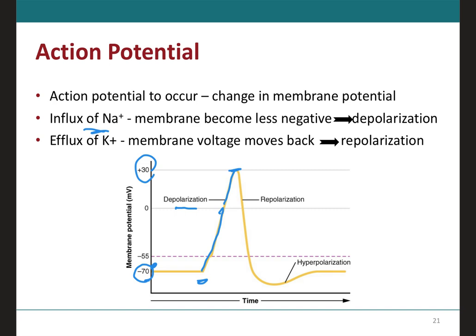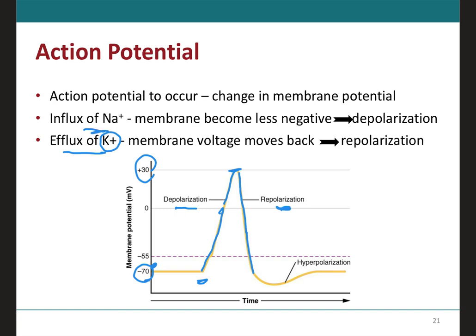Now, as the membrane potential reaches this plus 30 millivolts, other voltage-gated channels are going to be opening in the membrane, and these channels are specific for the potassium ions. Therefore, a concentration gradient will act on the potassium ions as well. And as the potassium ions start to leave the cell, they're going to be taking a positive charge with them, and the membrane potential begins to move back towards its resting voltage. And this is called repolarization, meaning that the membrane voltage moves back toward the minus 70 millivolt value of the resting membrane potential.